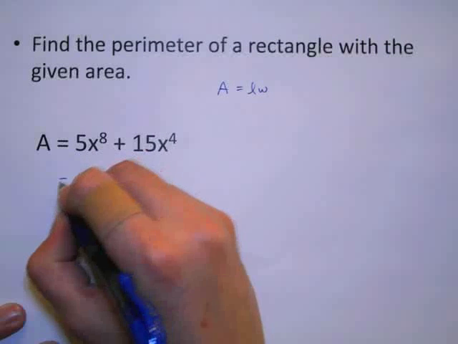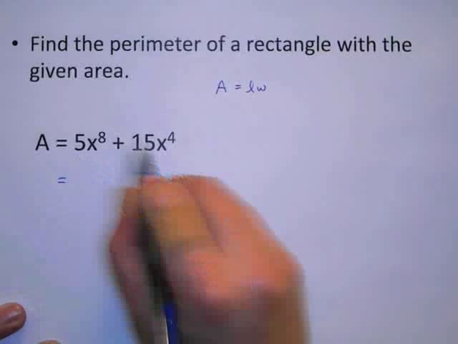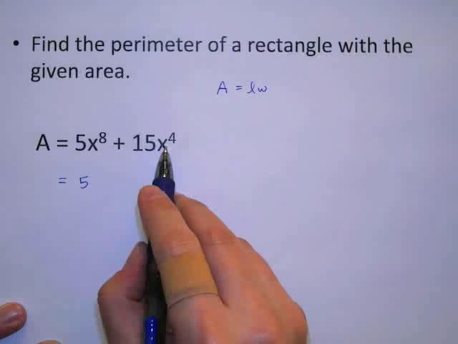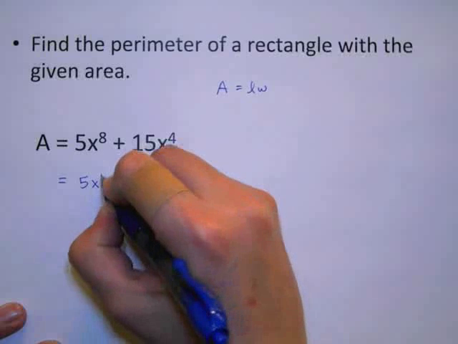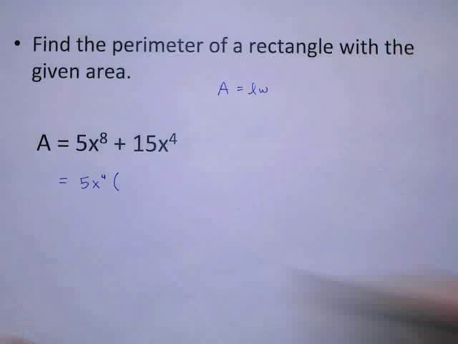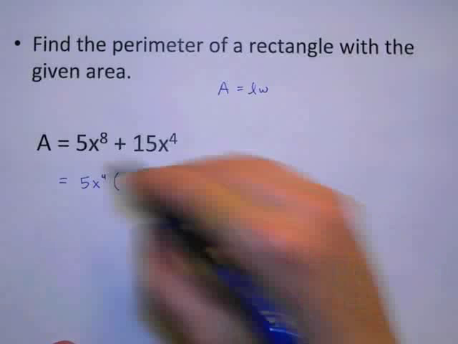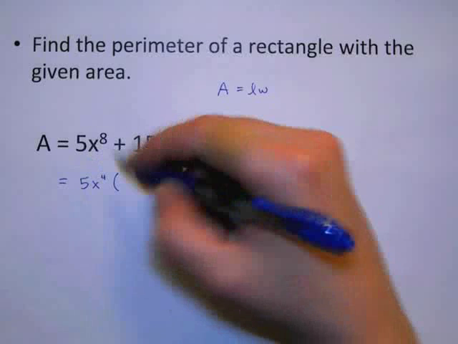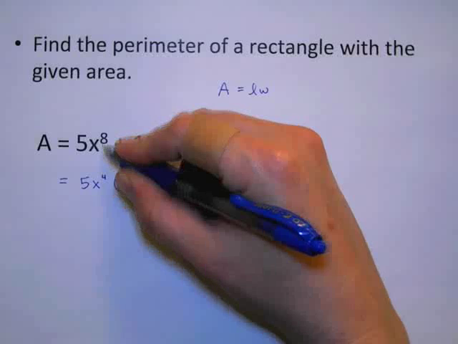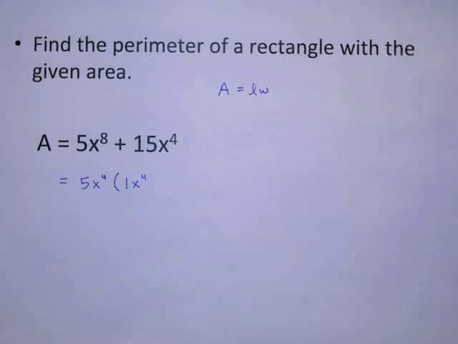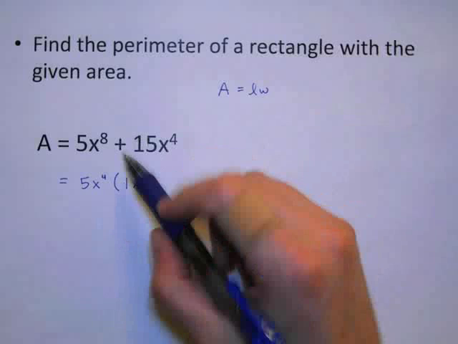All right, so we know that the biggest number that goes into 5 and 15 is 5, and then we take out the x with the smaller exponent. So 5x to the 4th power is the GCF of these two terms. But since we're factoring it, since it has a plus sign in the middle, we need to go ahead and do our parentheses and think about what's left over inside the parentheses. 5 divided by 5 is 1. X to the 8th power, I took out x to the 4th power, so I'm left with another x to the 4th power. Okay, I'm subtracting those exponents.